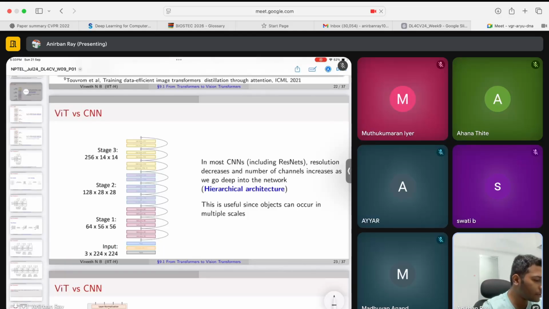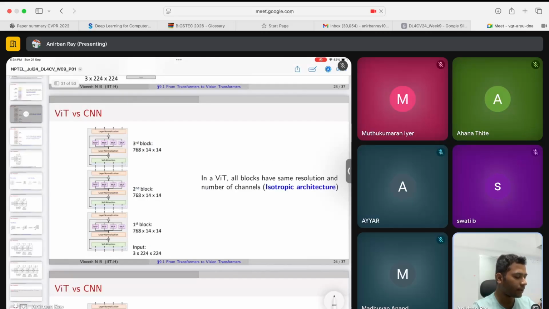Further you can see that ViT versus CNN comparisons are there. In most CNNs, including ResNet, resolution decreases and number of channels increases as we go deep into the network. In ViT, all blocks have the same architecture. So we get the same resolution.